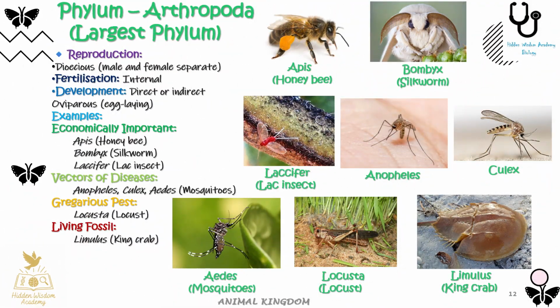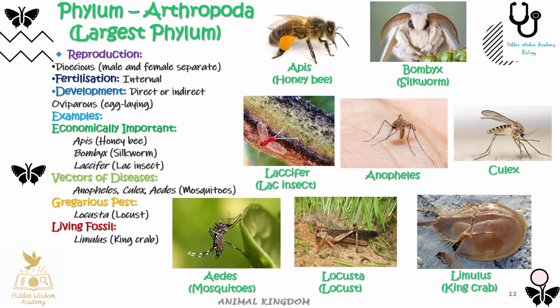Let's continue with the reproduction and some key examples of Phylum Arthropoda. Arthropods are dioecious, meaning males and females are separate individuals. Fertilization is internal. Their development may be direct or indirect depending on the species. Most arthropods are oviparous, which means they lay eggs.